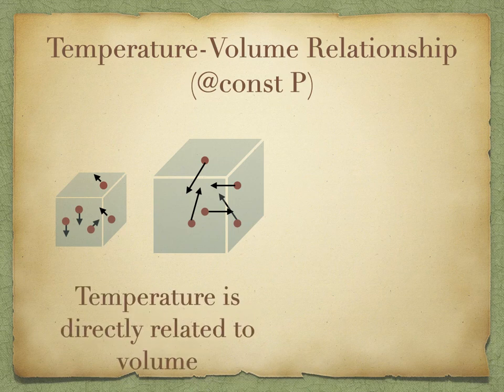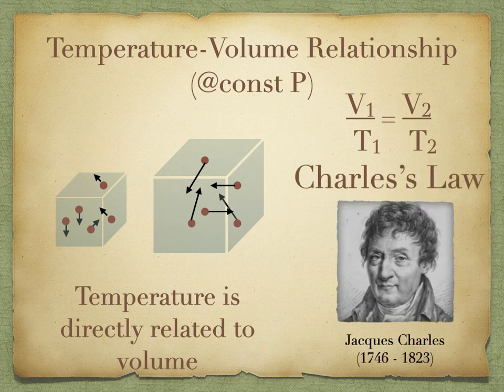And so we say that temperature is directly related to volume, right? So increased volume means you have to have increased temperature. Decreased volume means you need to decrease the temperature to keep the number of particle collisions the same. And that direct relationship looks like a product. V1 over T1 equals V2 over T2. And this is referred to as Charles' Law.